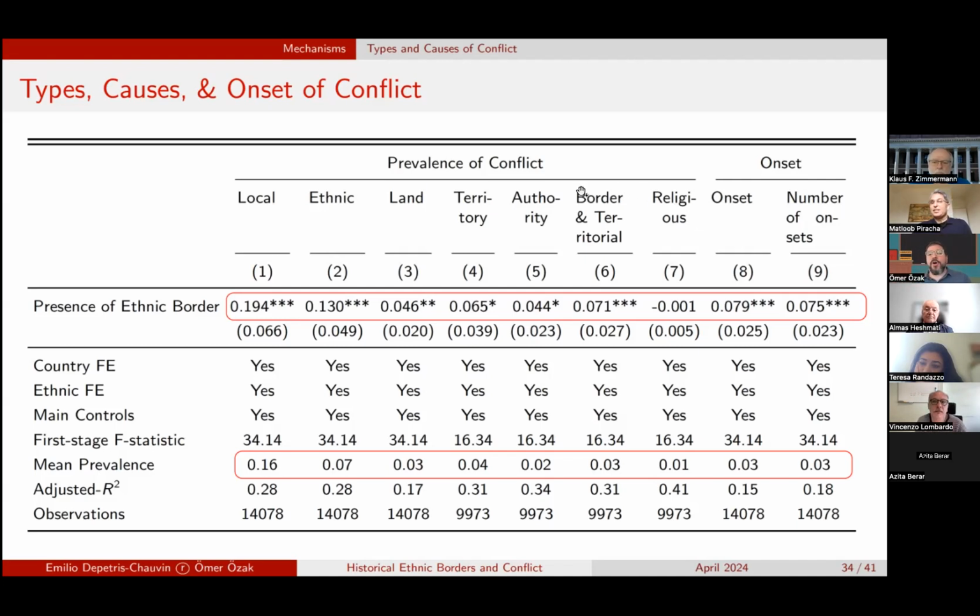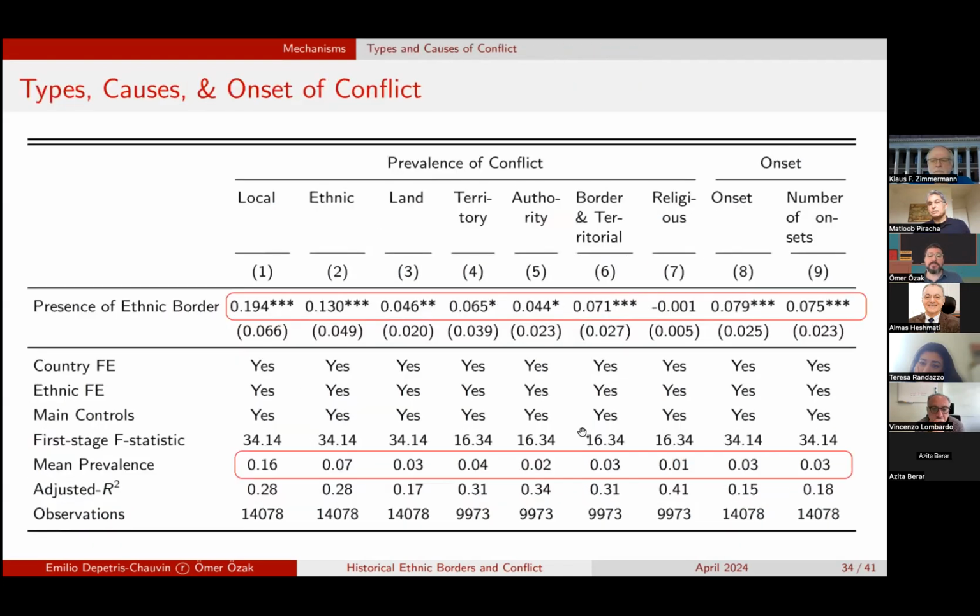Ethnic and territorial and authority conflicts are all probably correlated, in the sense that these are all subsets of the non-civil conflict. We're basically choosing and splitting it by type. What changes is the mean prevalence of these, right? What I want you to take from here is not only that it correlates with subsets of the types, but it correlates much stronger, and the effect is much bigger for certain types of conflict, right?